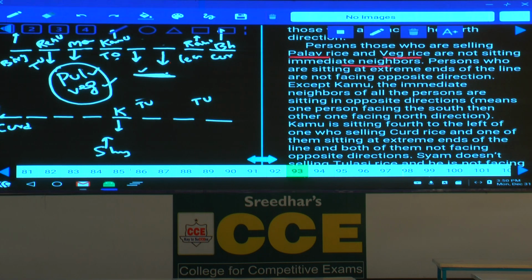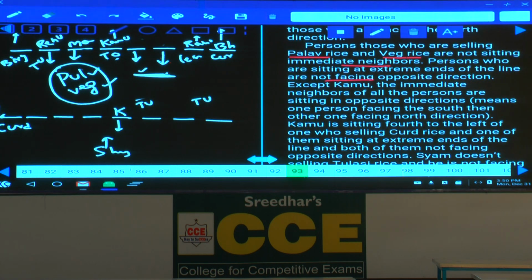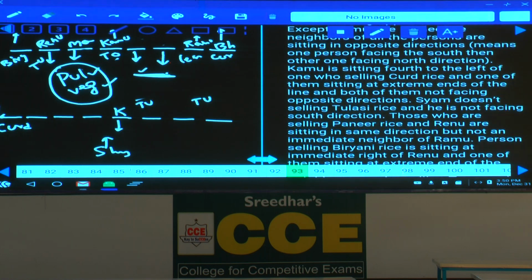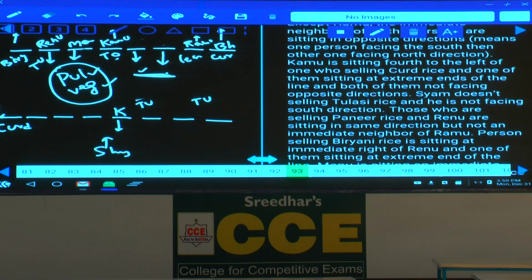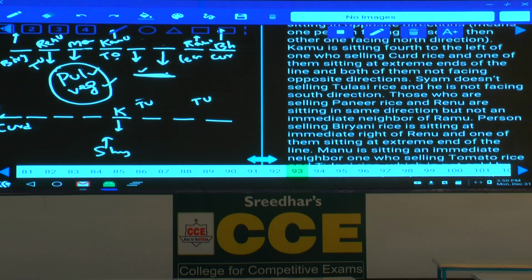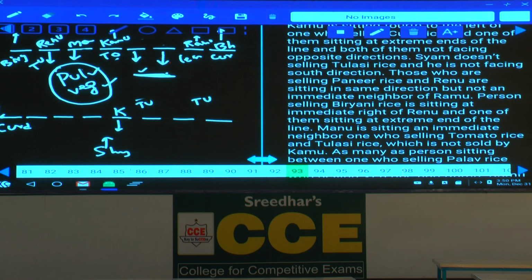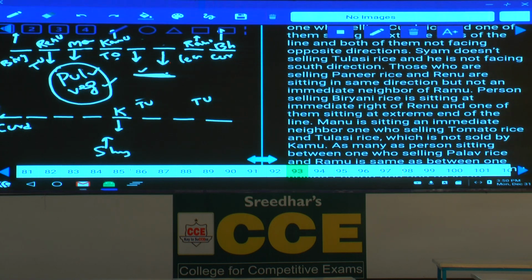Then the persons who are seated at the extreme ends of the line are not facing the same direction. Except for Kamu, the immediate neighbors of all the persons are seated in opposite directions, isn't it? Then Kamu is sitting fourth to the left of the one who is selling curd rice, and one of them is seated at the extreme ends of the line. And both of them are not facing opposite directions. Both these two persons are the same.